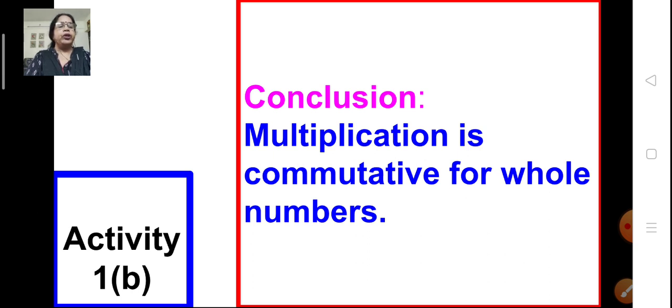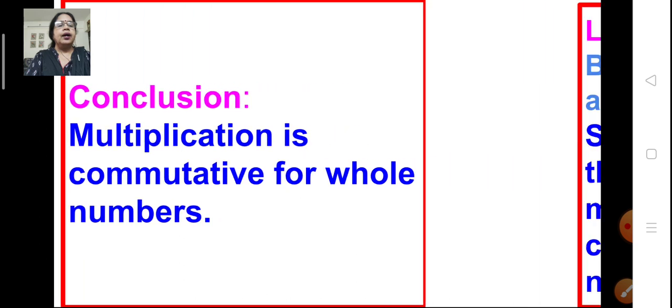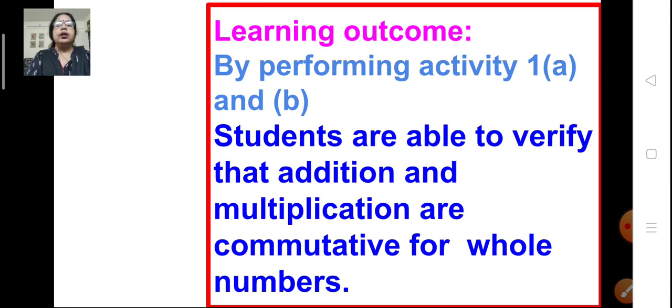So children, by doing this activity, I hope you have understood the commutative property of addition and multiplication of whole numbers in a better way. So what is the learning outcome? You have to write the learning outcome also. By performing activity 1A and B, students are able to verify that addition and multiplication are commutative for whole numbers. So this is the end of this session.